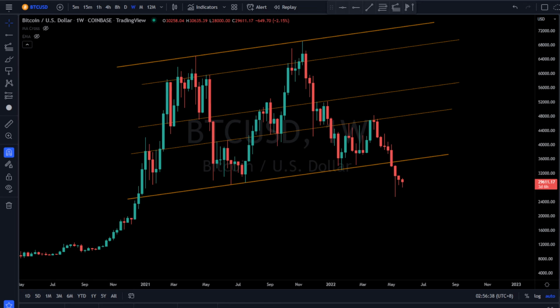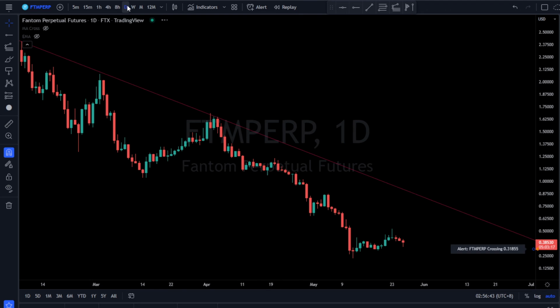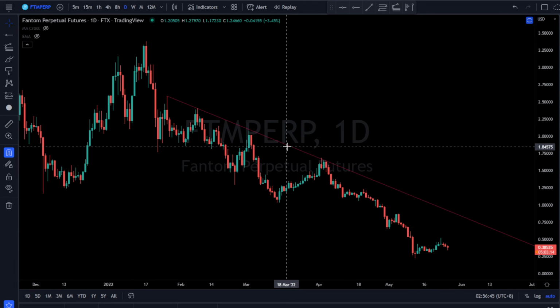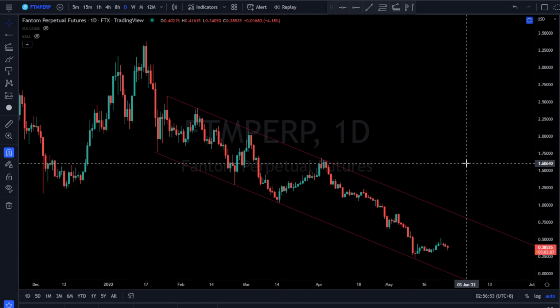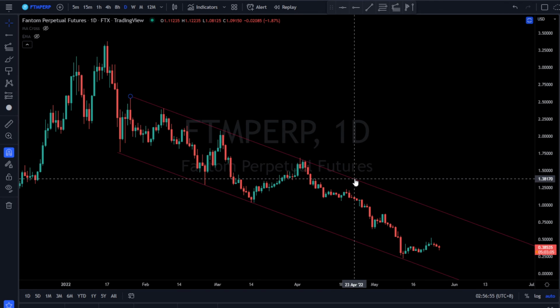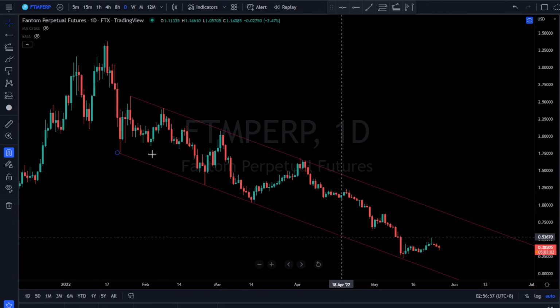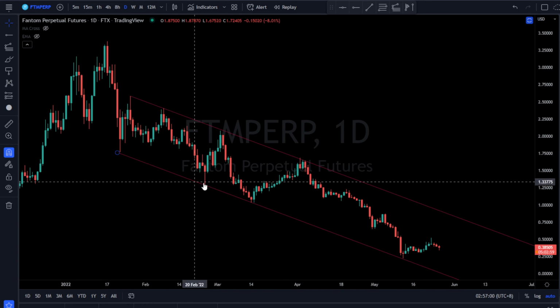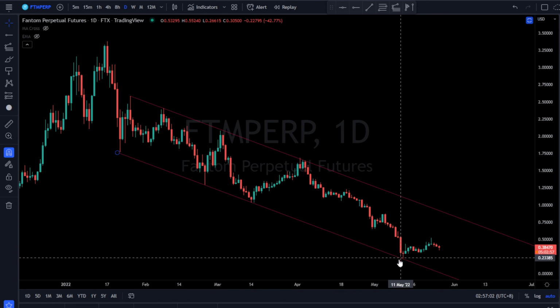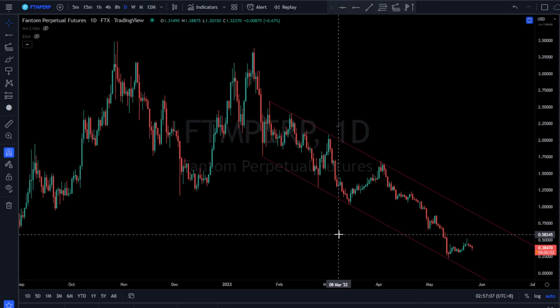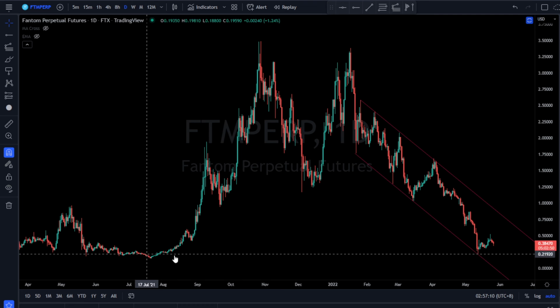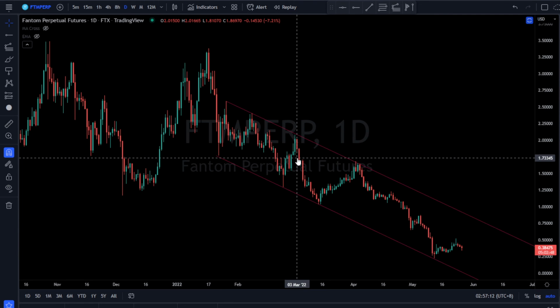Going back to our previous example of FTM. So previously we had this trend line. If I pull this up, you can see it's a nice parallel line from here, and it connects the bottoms as well. 1, 2, 3, and it helped to predict this fourth bottom as well if you use it in conjunction with other tools that we talk about here on this channel.